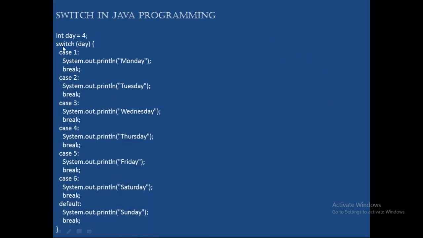Next, switch in Java programming. You see, in the programming example, int day equal to 4. If it is Python or Scala, we won't mention the data types. But in Java, we need to mention the data type. Day equal to 4. Switch day. Case 1, System.out.println Monday, break.